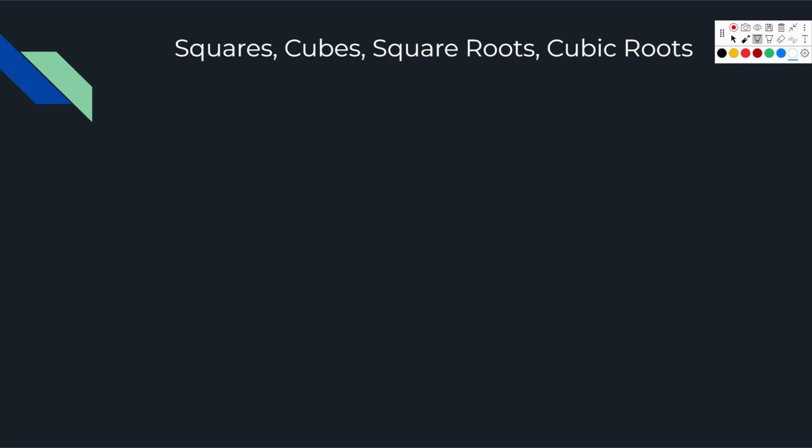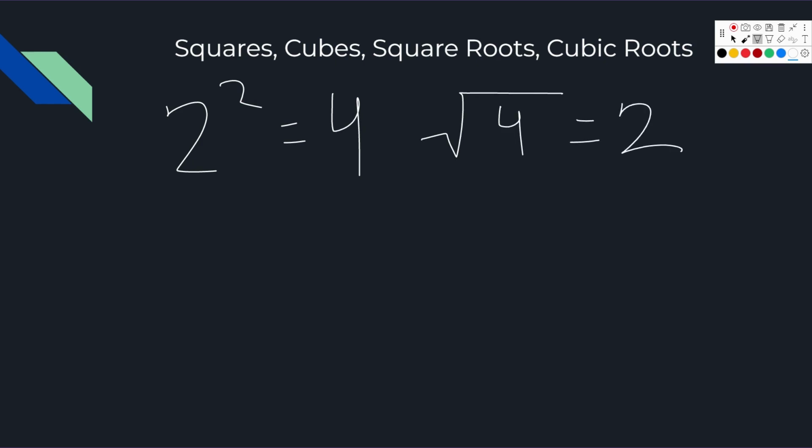Now, for square roots. Square roots are basically doing the reverse of the squaring. So if 2 squared equals 4, the square root, this is a square root sign, of 4 is going to be equal to 2. It's basically just the reverse of that action that you had to do before.